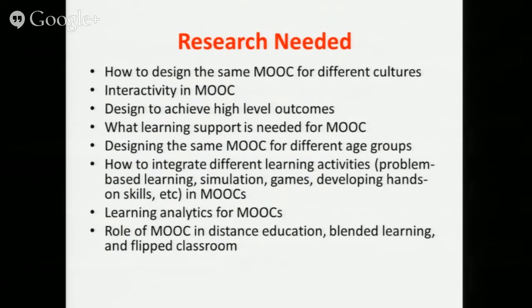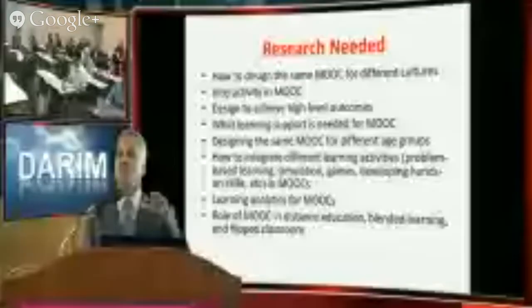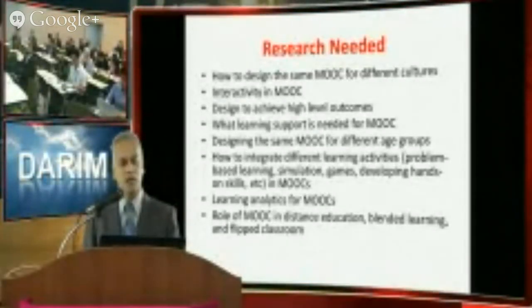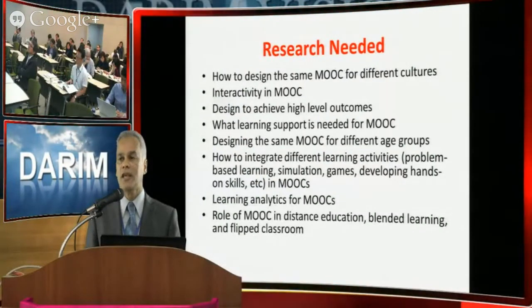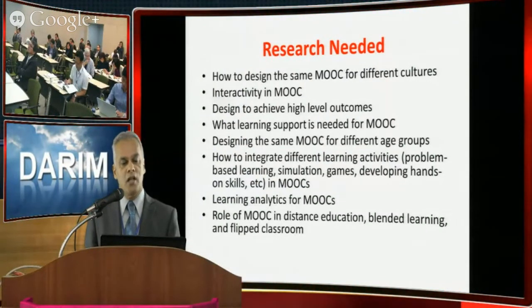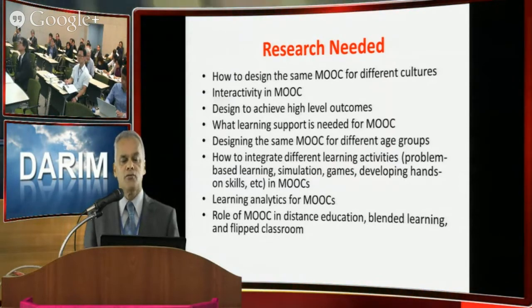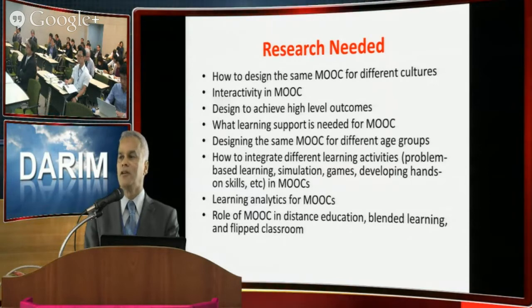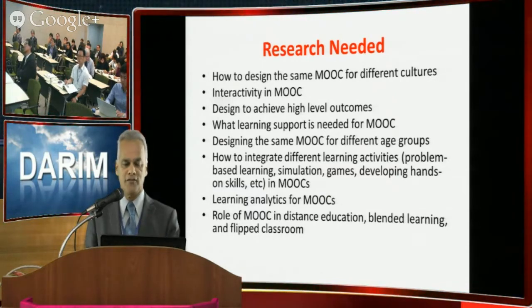Because when people take a MOOC, they take it for professional development, for certification. So you may have young people from university, you may have older people who are in their 50s and 60s. So how do you design for the different age groups? How do you integrate different learning activities like problem-based learning, simulation, and games, hands-on, etc.? We need to look more at analytics on MOOCs. And what's the role of MOOCs in distance education, blended learning, and flipped classroom? How do we integrate MOOCs into these different delivery modes?